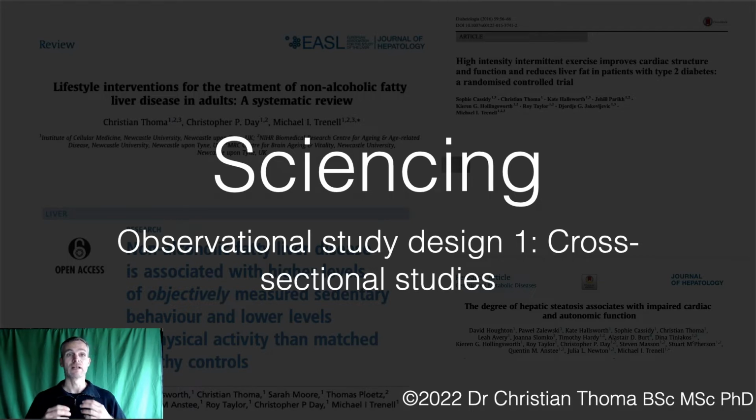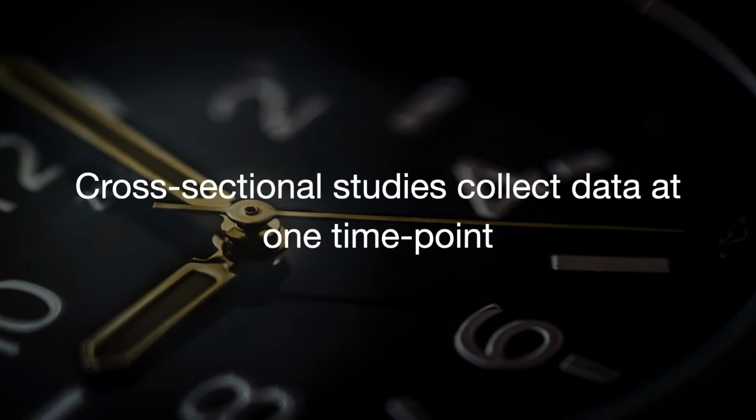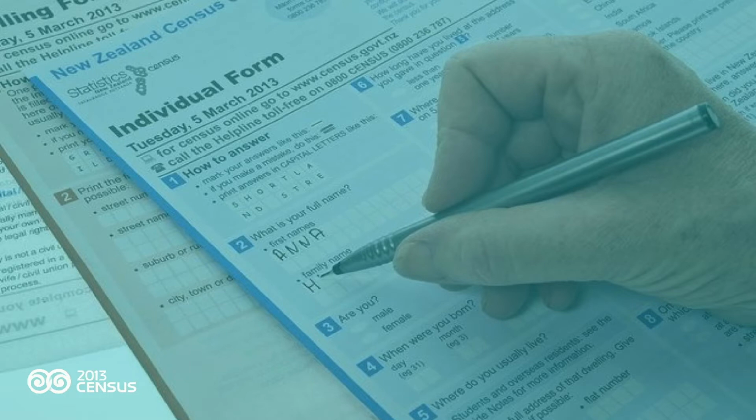Cross-sectional studies are arguably the simplest, most basic kind of observational study. Cross-sectional studies collect data at one time point. You could also say collect data once from each, let's say, participant. One example of cross-sectional research is the New Zealand census, which happens on one specific day. The time period of data collection is not always quite so limited though. A study may collect data over several weeks or even months, but it will only get the input from each participant once at one time point.